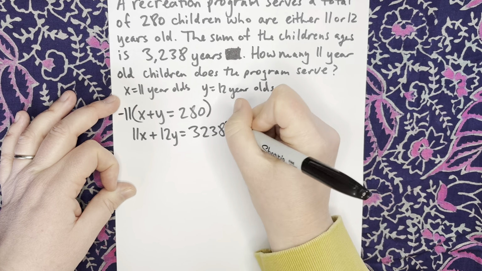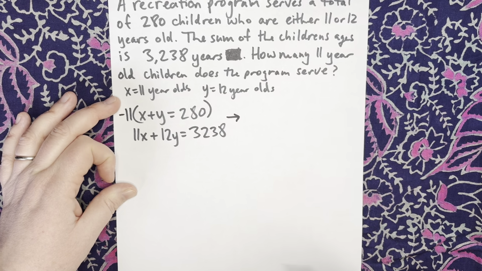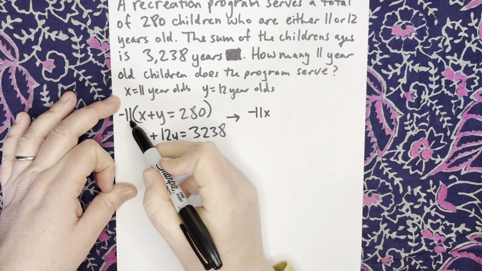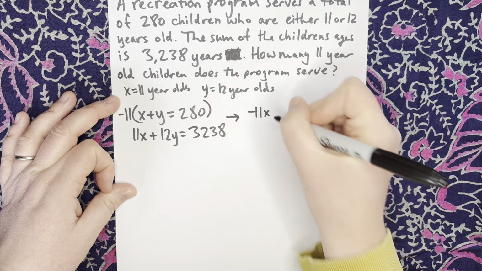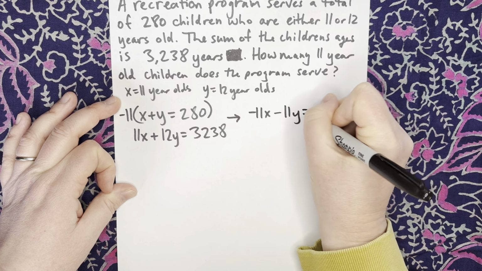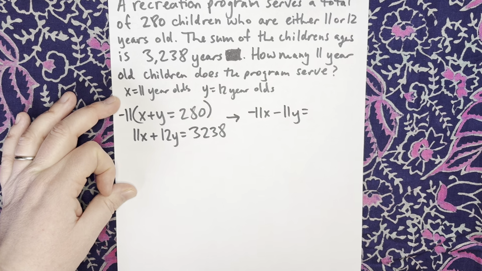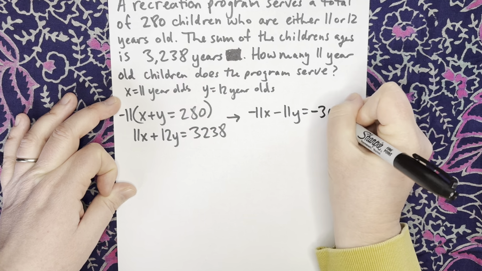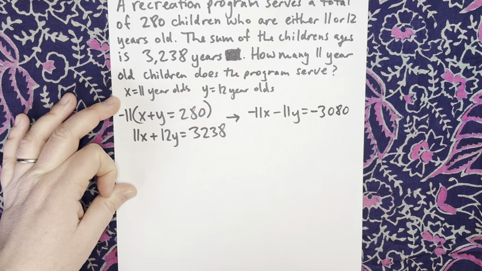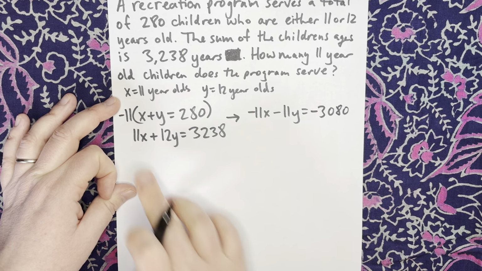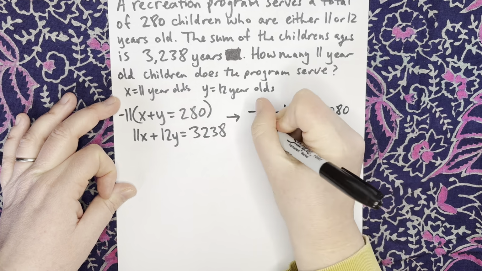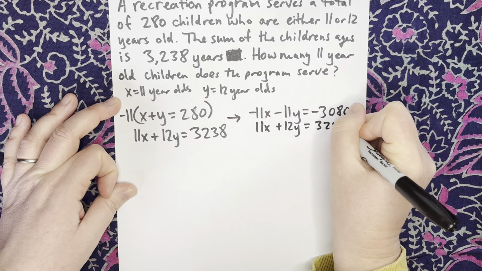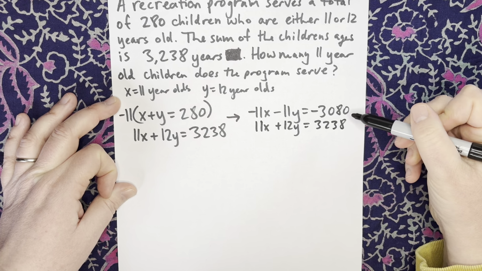It seems easy enough. So when I do that, I'm going to rewrite. Negative 11 times x is negative 11x. Negative 11 times positive y is negative 11y. And this all equals negative 11 times 280. Let me check that really fast, is negative 3,080. So we've got all of that. We haven't done anything to this bottom equation, so I'm just going to bring it over exactly as it is.